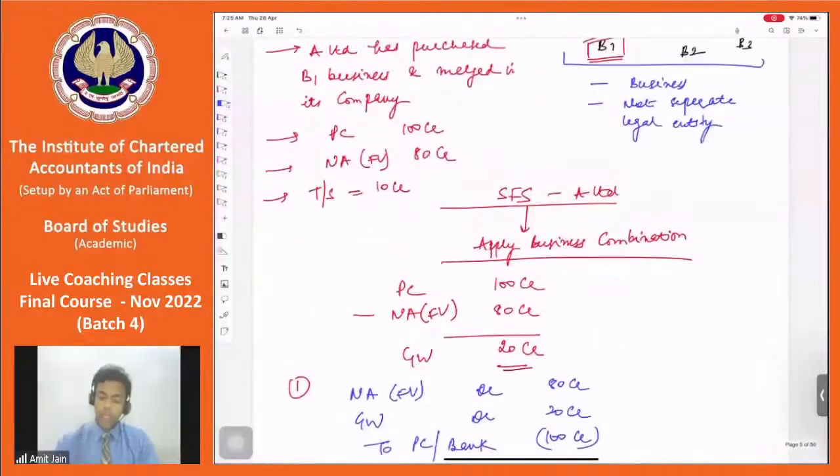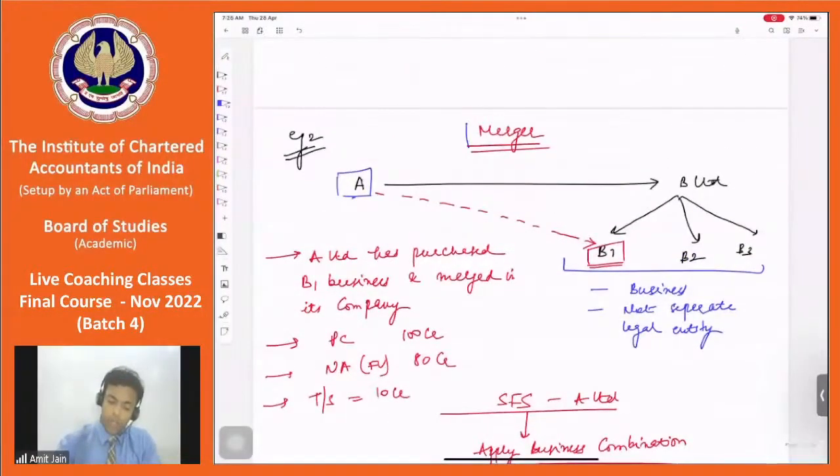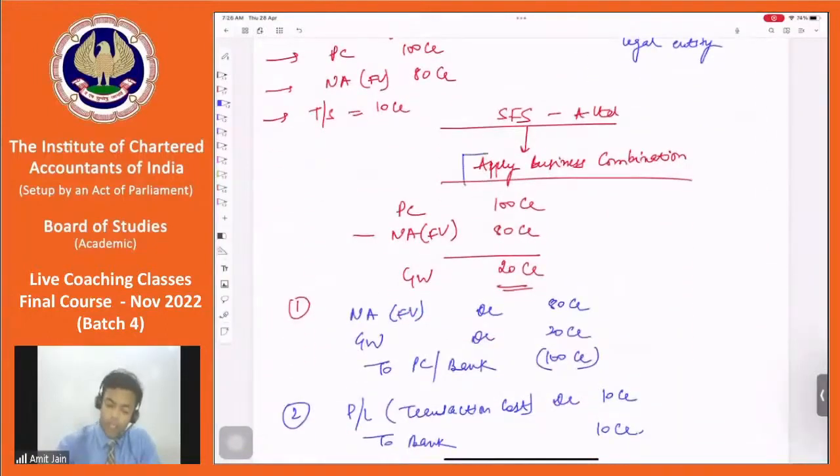Right, guys? That means in the case of merger, where no legal entity is going to be set up, we need to pass the business combination accounting in the standalone books. In the first class, I said business combination is a consolidation concept, but only in the case of merger and amalgamation, this accounting needs to be done in the standalone books.